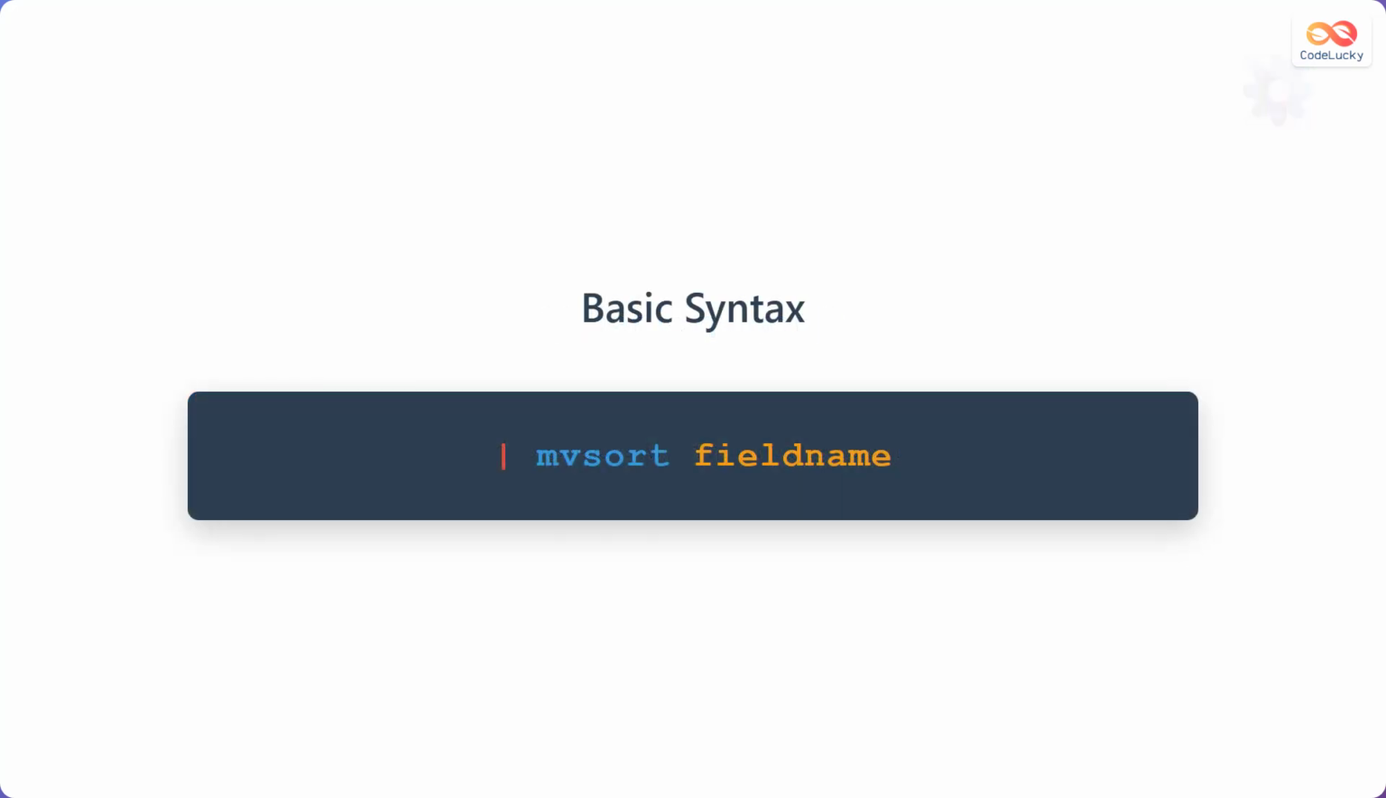The basic syntax for the mvsort command is straightforward. You use the pipe symbol followed by mvsort, and then specify the field name you want to sort. The command follows the standard Splunk search pipeline structure, where you pipe your search results into the mvsort command. The field name parameter tells Splunk which multi-value field you want to sort within your dataset.